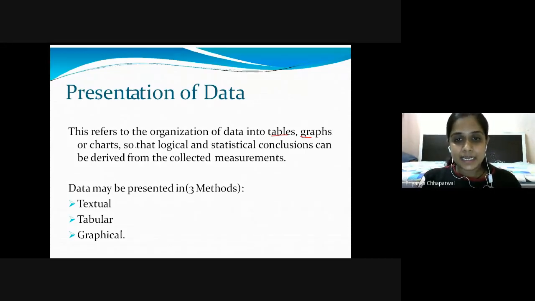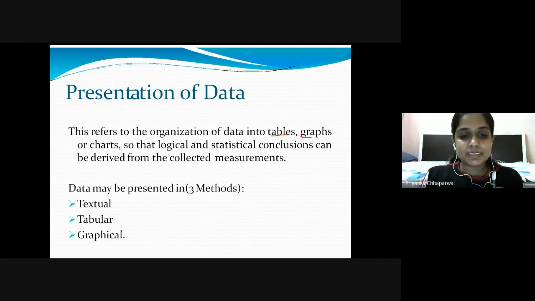When we present the data in any table, any graph, any textual form, we can easily see and understand what our data is saying. The most important thing is presenting the data, because when we make a graph, make a table, or make a textual form, we can easily understand that this is our data, this is the variable in this data set, so we can easily analyze the data.